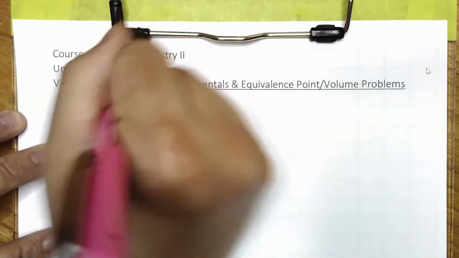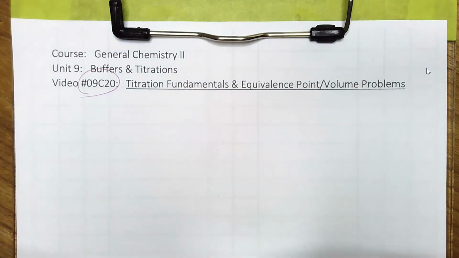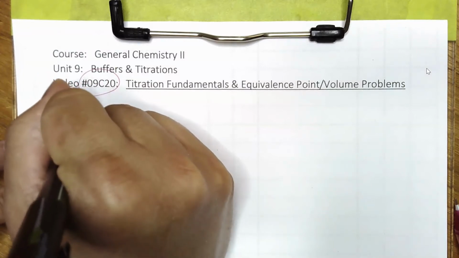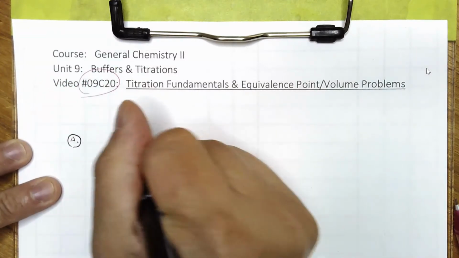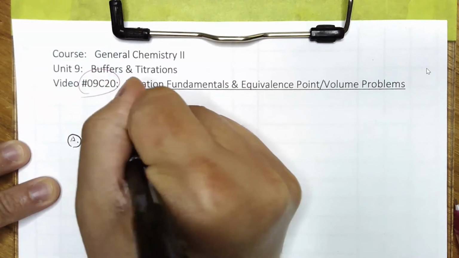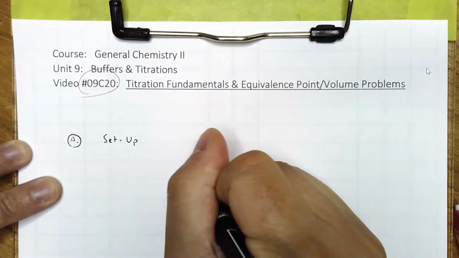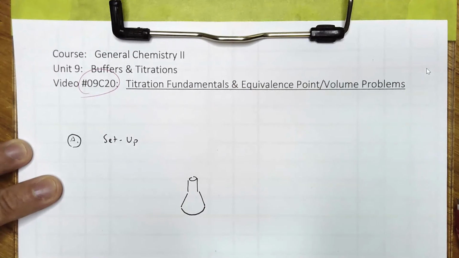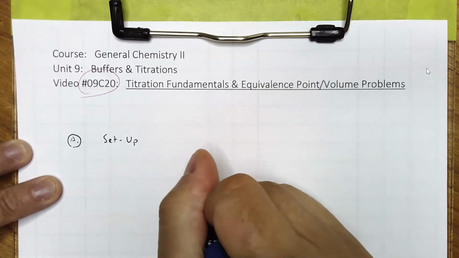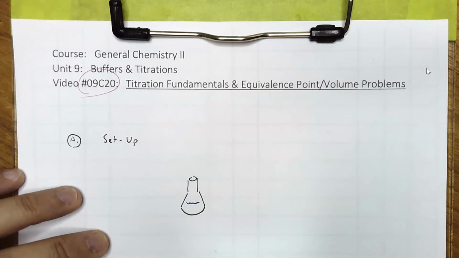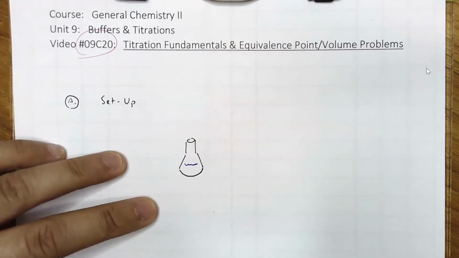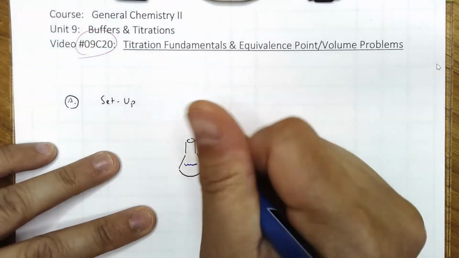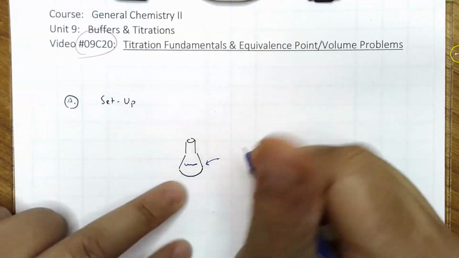The setup for a titration is you have typically an Erlenmeyer flask with some aqueous sample, and in this case we're going to put acid. Let's say we're titrating a sample of acid rain, and we know the volume.